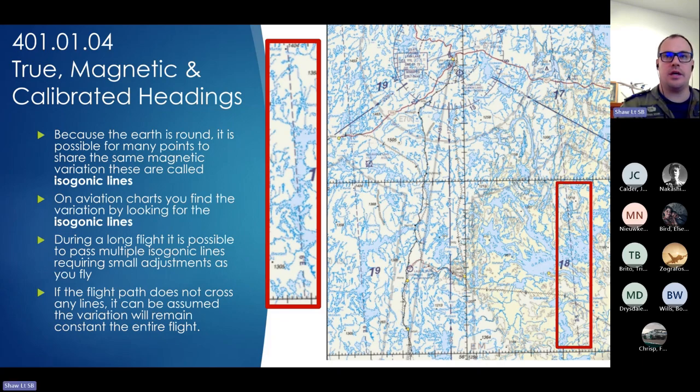So isogonic means a line joining places of the same magnetic variation. An agonic line is a line joining places of no magnetic variation. So the difference between true north and magnetic north is 0.